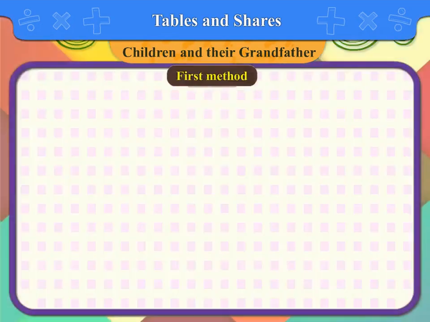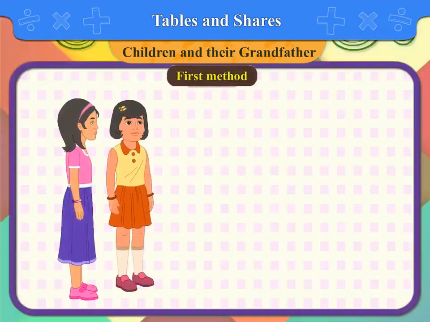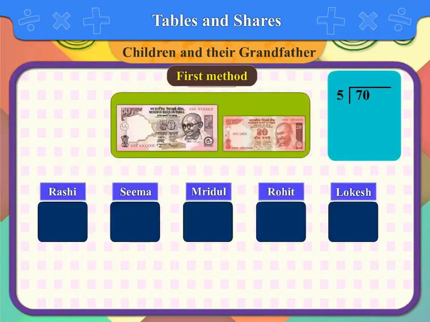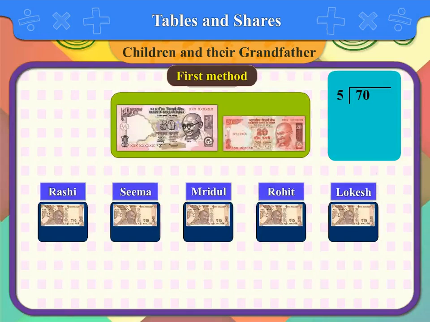First method. Rashi and Seema thought for a while and said, we know how to divide 70 by 5. Seema starts writing and says, first I will give rupees 10 to each of us. There are 5 people.